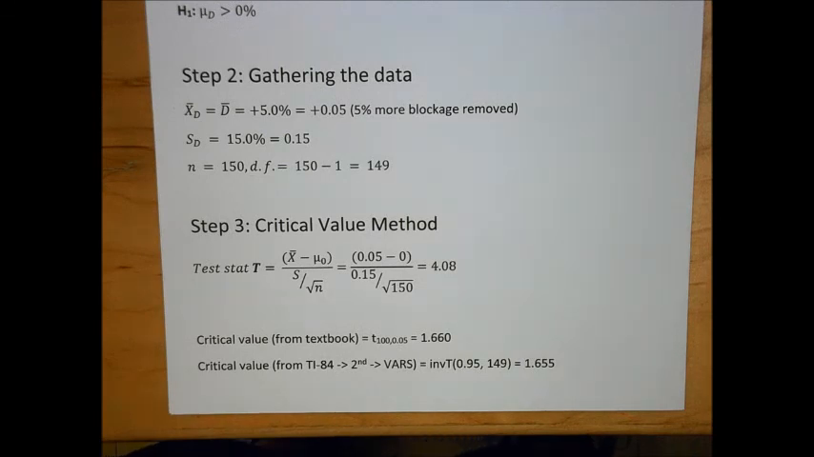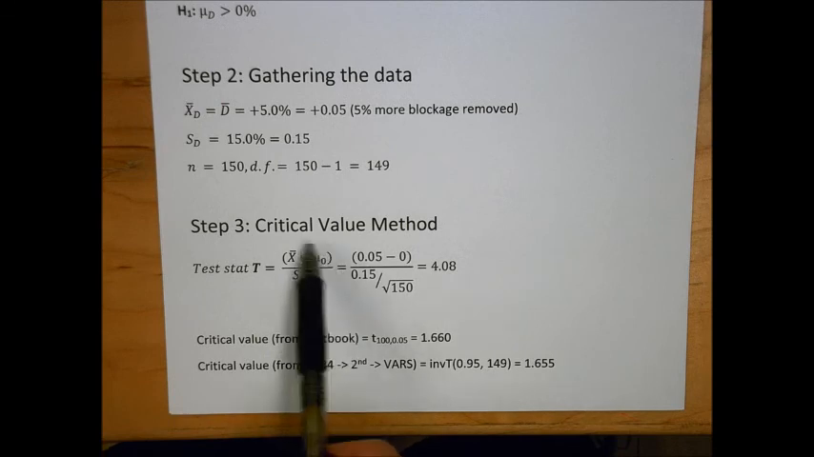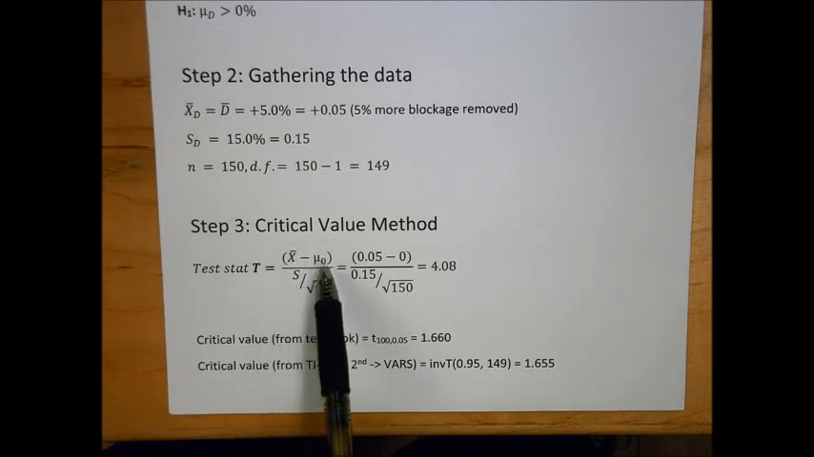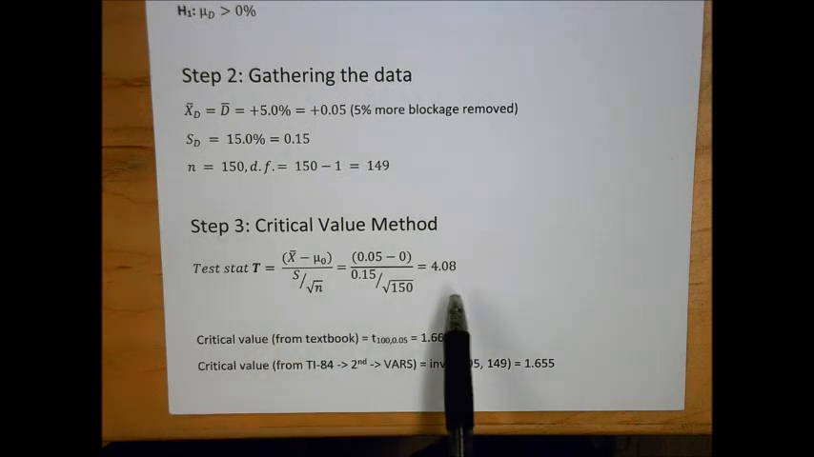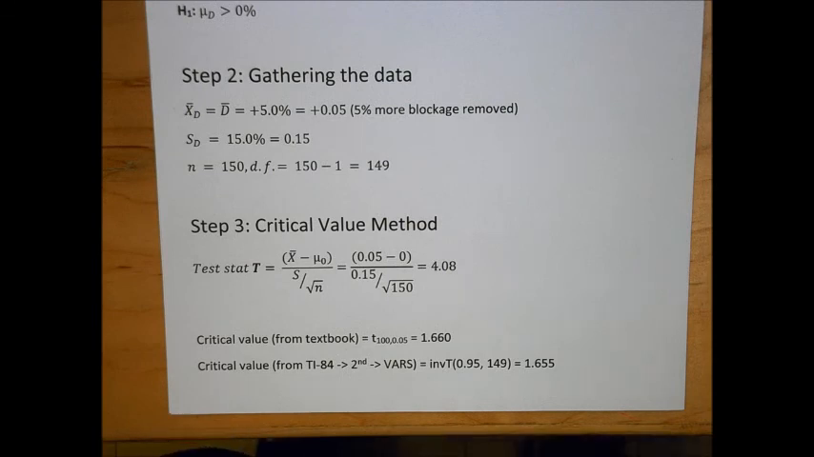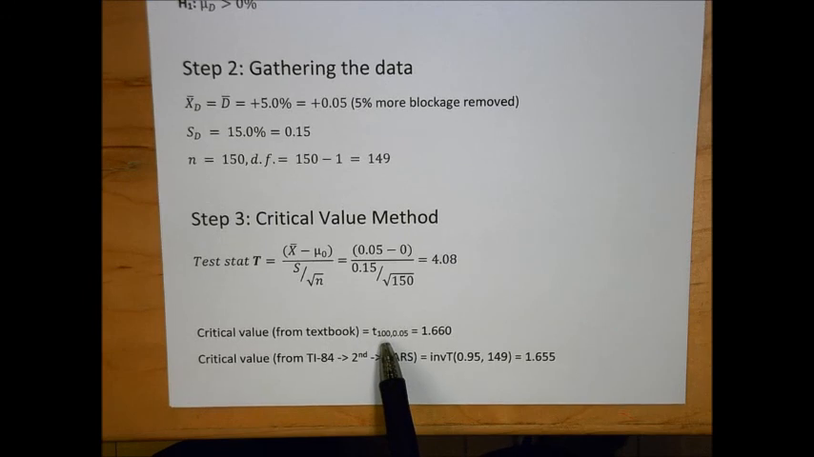The test statistic, as you'll recall, is calculated by looking at the difference of the mean and the hypothesized mean over the sample standard deviation divided by the square root of the sample size. You should calculate a test statistic of 4.08. Try it for yourself. The textbook doesn't have a row for exactly 149 degrees of freedom in the t-chart.